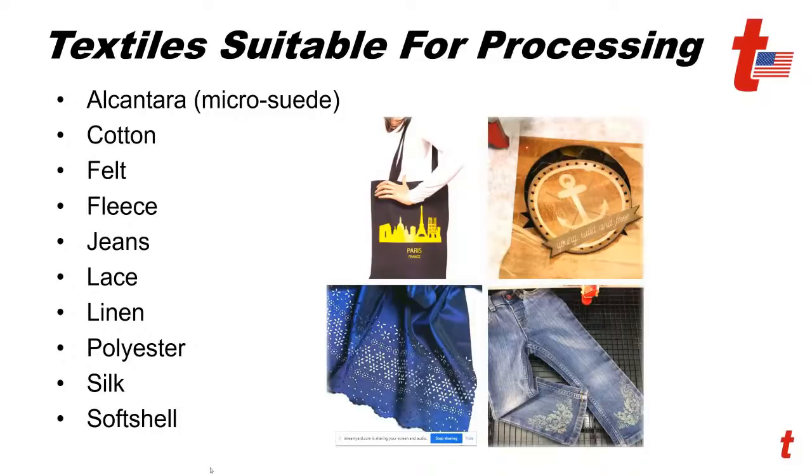Textiles suitable for processing, there are all types. Really, all fabrics can be cut with a laser. Some work better than others. You're going to find that they all pretty much cut, but engraving can be a difficult one. Some of the more common are going to be your Alcantara, which is your micro-suede material, cotton, felt, fleece, jeans, lace, linen, polyester, silk, soft shell. This is just a few examples. As I said before, pretty much any type of fabric will cut. Not all will engrave, and I'm going to go into some details on that, showcasing how we're able to engrave some of them, and some of them produce a much better effect when it comes to engraving. Others are just going to be able to cut with the materials.